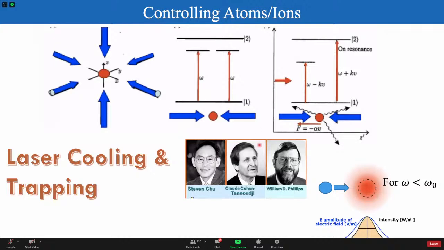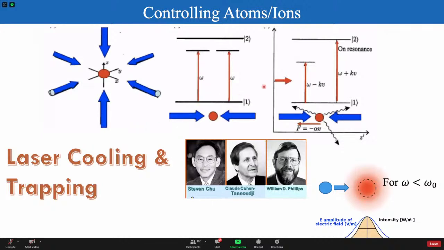So these three persons, Steven Chu, Claude Cohen-Tannoudji, and William Phillips, have discovered the quantum mechanisms which can confine these atoms or ions in a small region of space, which is known as laser cooling and trapping. And what they exploited is the Doppler effect.